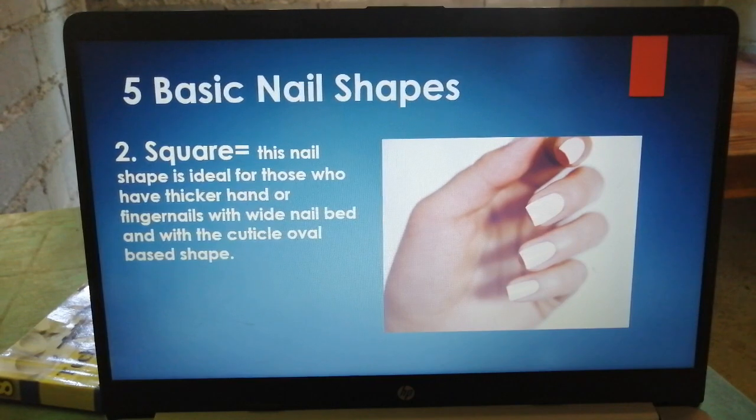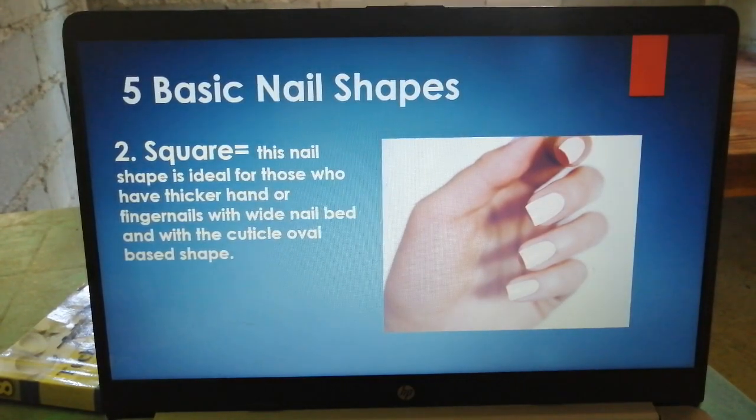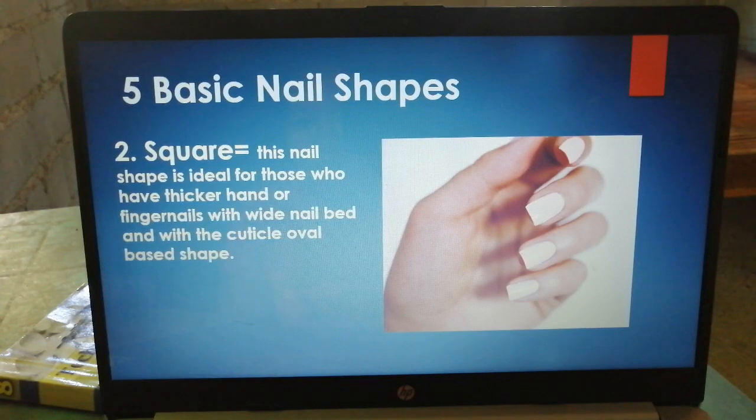The second one is square. So, tingnan nyo yung pagkakaiba nila. Nakikita yung picture. Sa square naman, this nail shape is ideal for those who have thicker hands and fingernails with a wide nail bed and with the cuticle oval base shape.